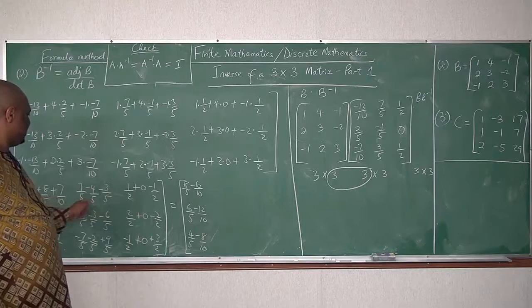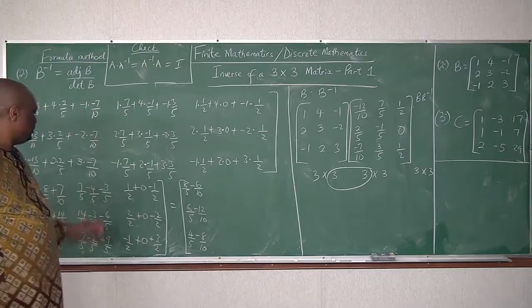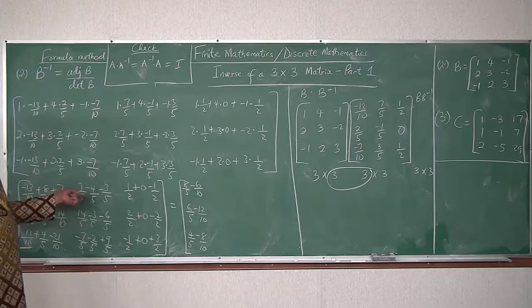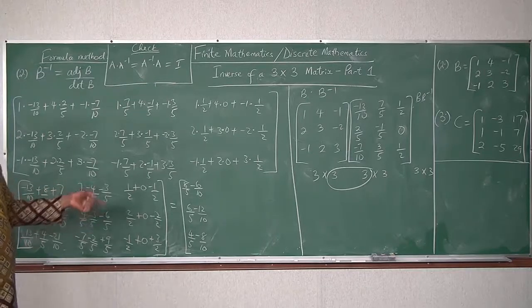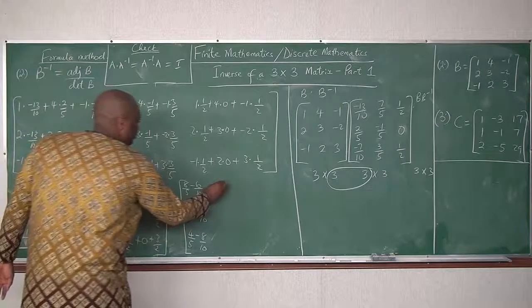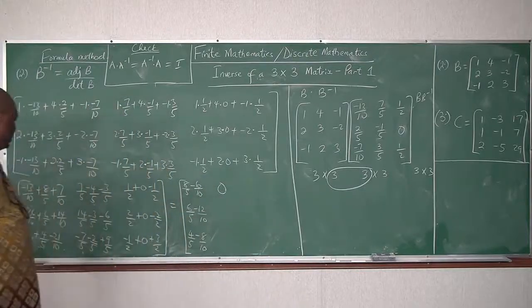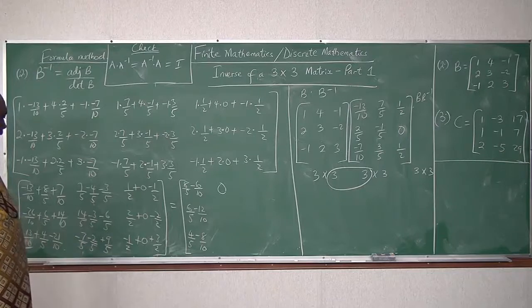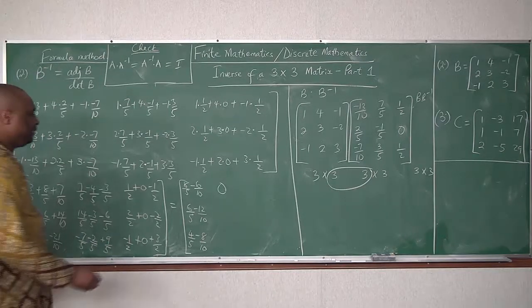7 - this is all the same denominator. 7 - 5, they have the same denominator. So 7 - 4 is 3. 3 - 3 is 0. 0 / 5 is 0. Okay? Then here, they have the same denominator. 14 - 3 is 11. -6 - 5. 5 / 5 is 1.